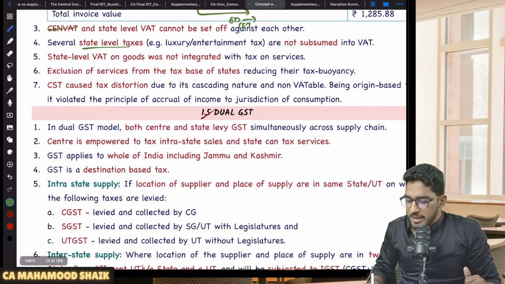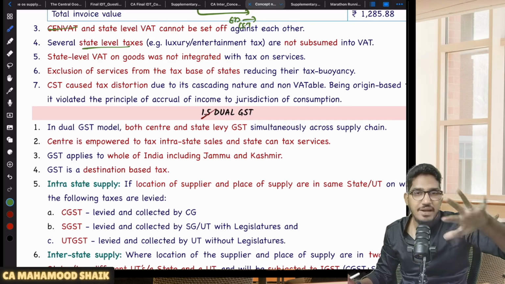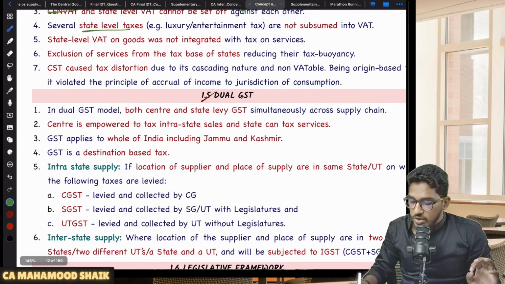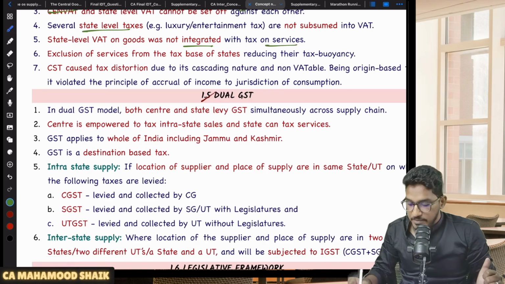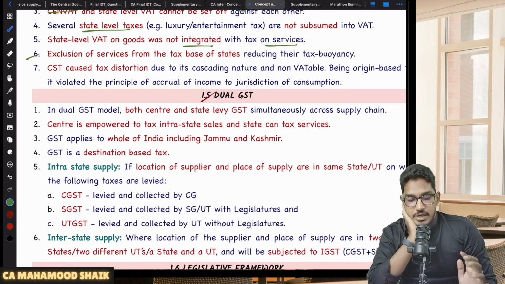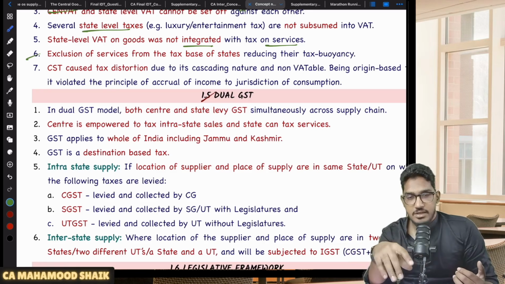Next, there used to be multiple levels of taxes which were not subsumed into VAT. Previously, we used to have VAT. Even along with VAT, we used to have multiple kinds of state level taxes. And it was not integrated with tax on services. And one more point, service tax used to be levied only by the central government.